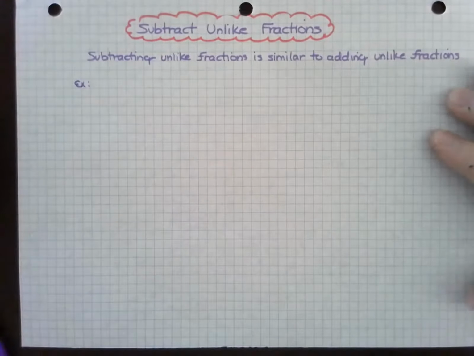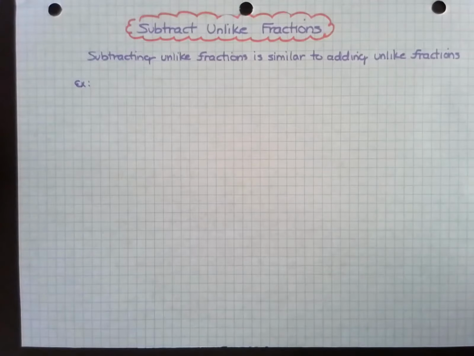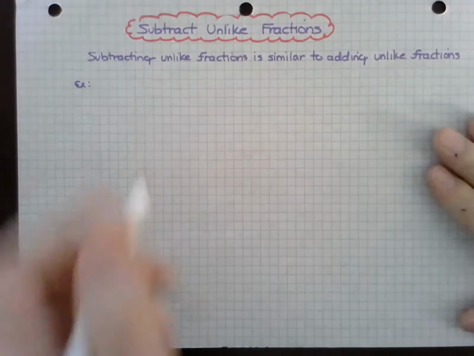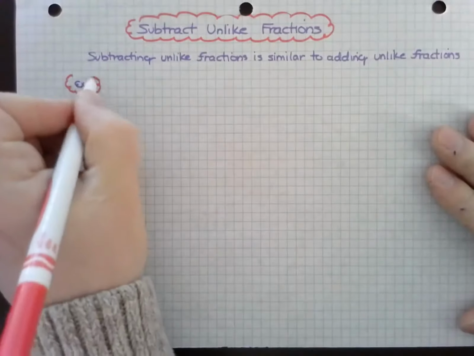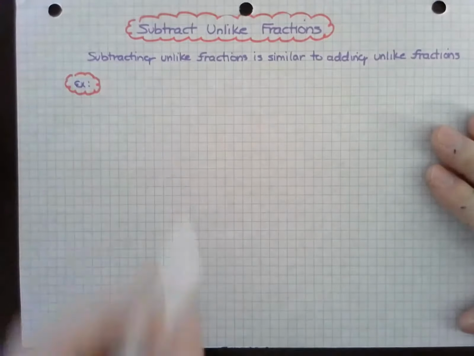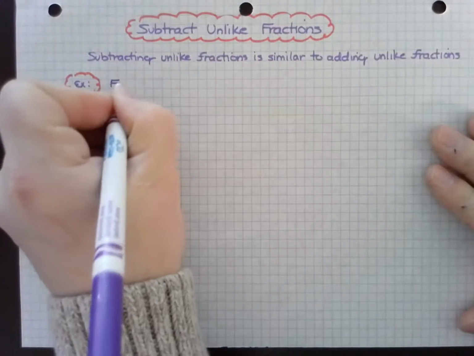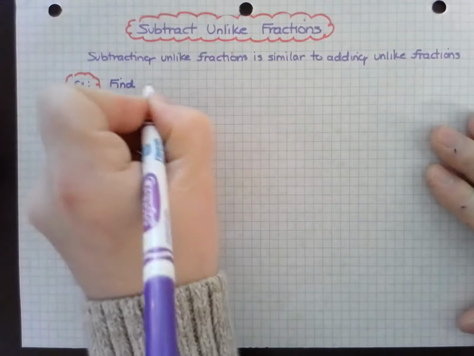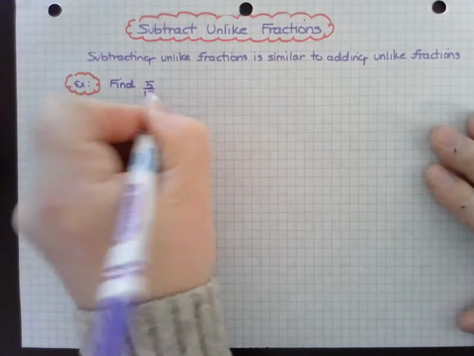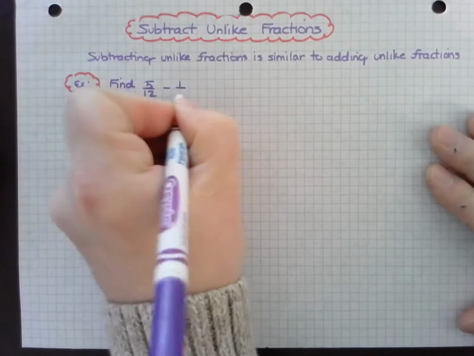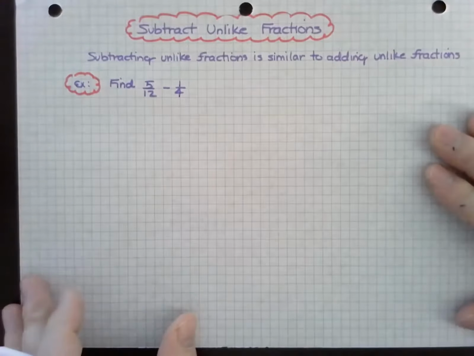And this goes back to our video on Cuban tree frogs. So we were looking at the lengths of tree frogs, and we wanted to find out the difference between those two lengths. So we had 5/12 for one of the frogs, and we had to subtract 1/4 for the other frog.